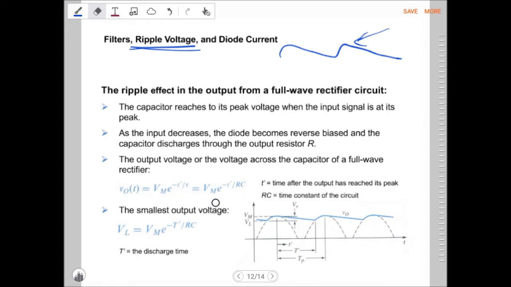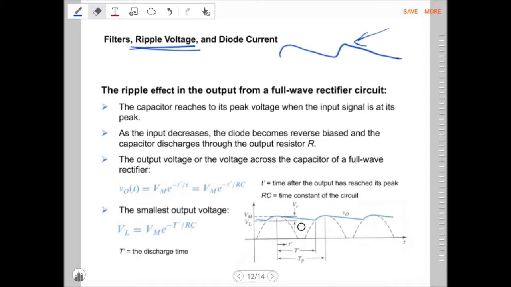Tau here is the time constant. Tau is the time constant of the circuit, and the time constant is actually RC, the value of the resistor times the value of the capacitor. So if you know Vm and you know the time that you want, you'll be able to calculate the output voltage.